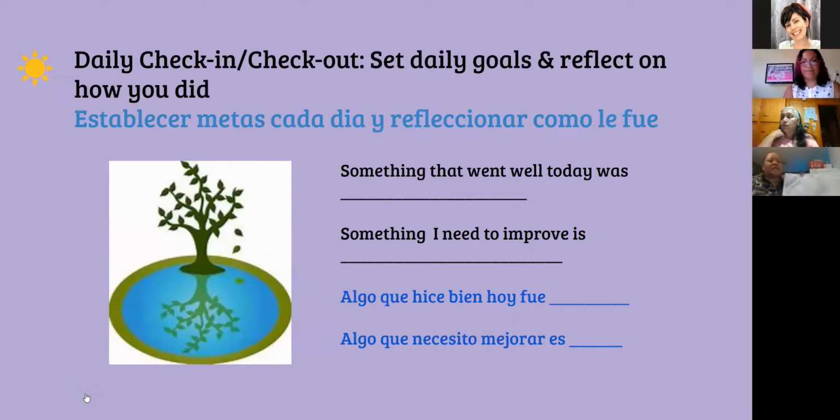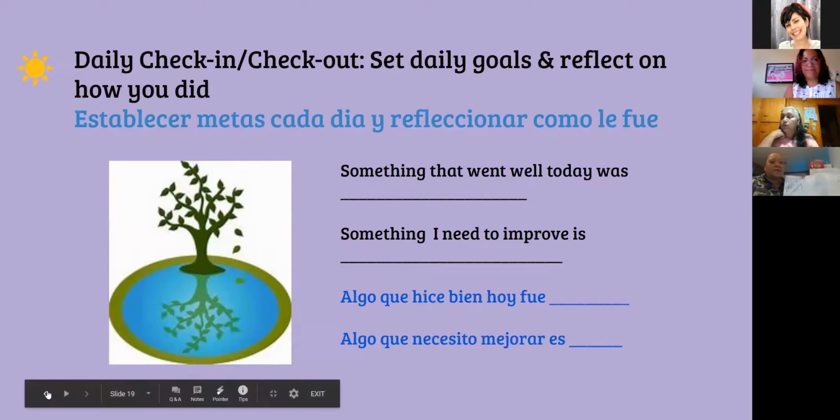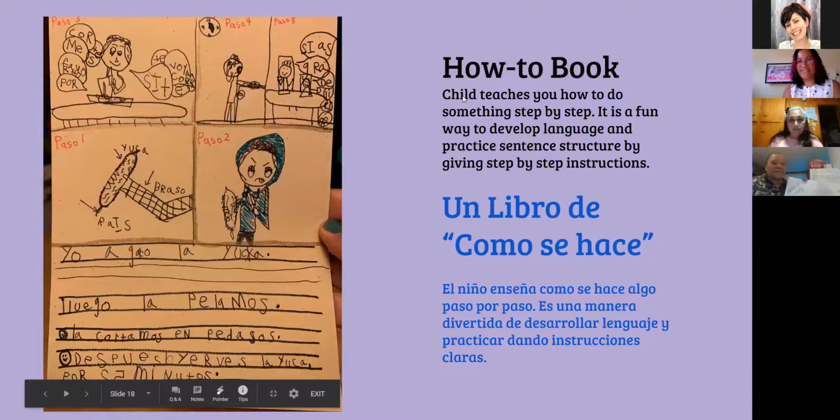Another way to... are we going to do the breakfast literacy?